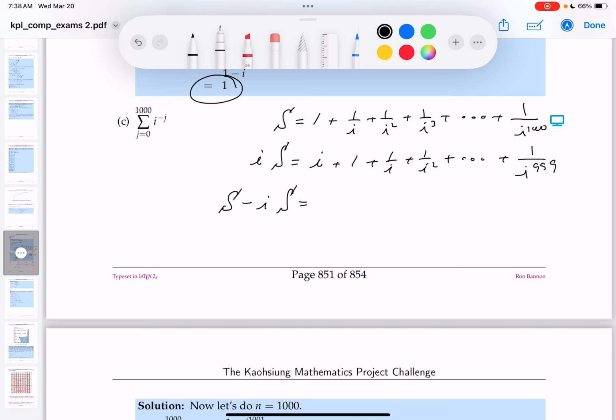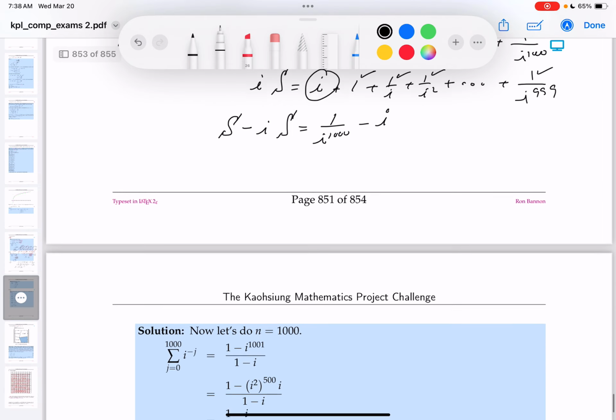So it's going to be this minus that. Well, that disappears. That disappears. That disappears. This disappears. And what are you left off with? 1 over i to the 1,000 power. But you got this over here. That's going to be minus i now. All right? Got to figure this out.